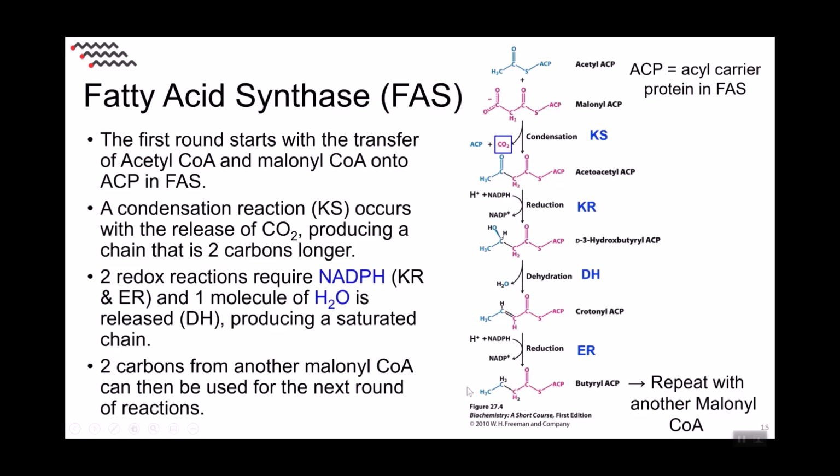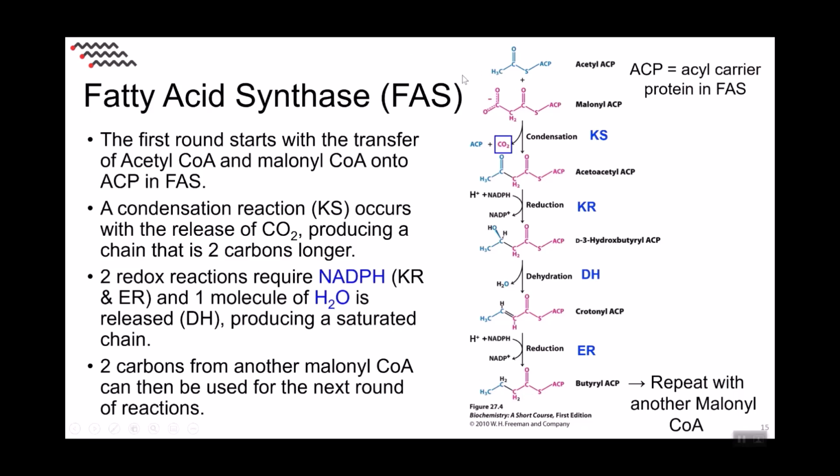And remember, each of these 4 reactions are taking place in a different active site, and it's the acyl carrier protein that's moving each of these intermediate metabolites between the different sites. The chain now has 4 carbons, 2 from acetyl-CoA at the end, and then the 2 pink carbons from malonyl-CoA. And we can then repeat these steps using a second malonyl-CoA.